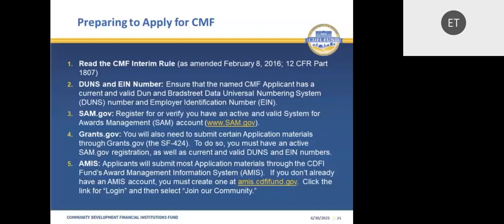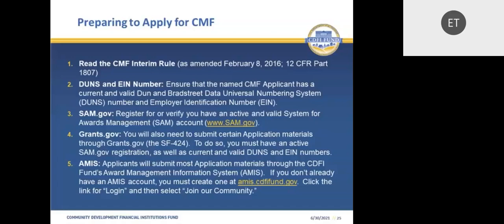Step number 3, SAM.gov. You need to register and have a valid and current SAM account. We're going to talk a little bit about the SAM registration process on the next slide. But if you don't have an active or valid SAM account, it's something that you want to start working on as soon as possible because it does take some time to register in SAM.